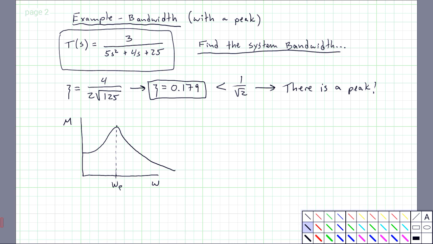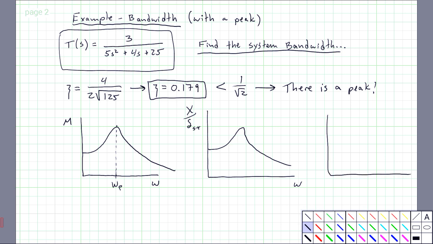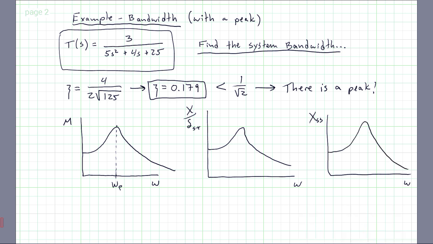I noticed that I actually used the magnitude ratio as my y-axis, but I could have just as well used the steady-state displacement divided by the static deflection, which is something I did in class, because those things are proportional to the magnitude ratio, so it's going to look the same. The scaling might be a little different. You can also plot straight up amplitude as a function of omega, and it will have the same shape, just different scales. Okay, anyway, let's get back to bandwidth.